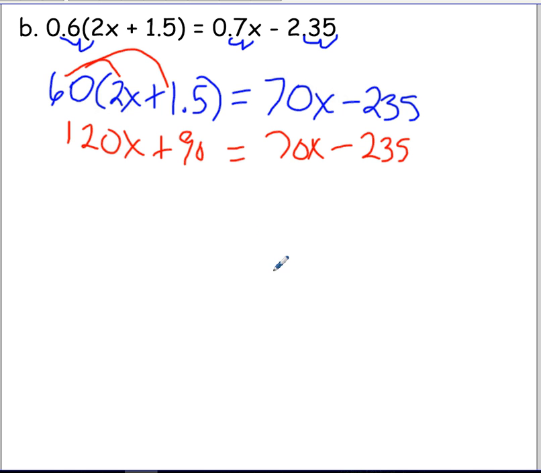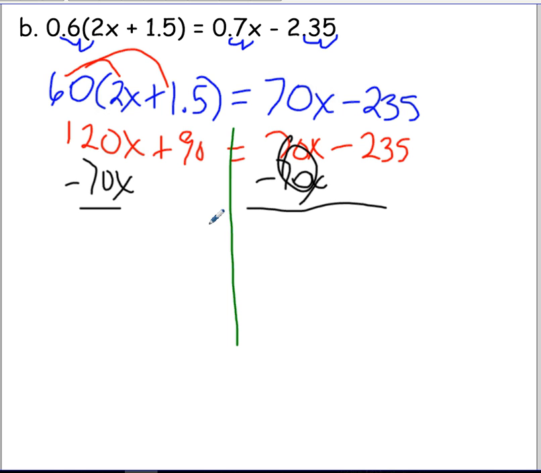And now that we have everything as simple as it can go on both sides, let's get rid of our 70x. So we're going to subtract 70x from both sides. And I'm going to zero those out. So let's zero out our 90 to move our constants to the right. So we're subtracting 90 from both sides. And 120 minus 70 leaves us 50. So we have 50x on that side. And we have negative 235 minus 90 more, which will give us a negative 325.